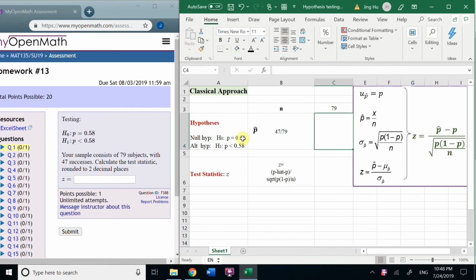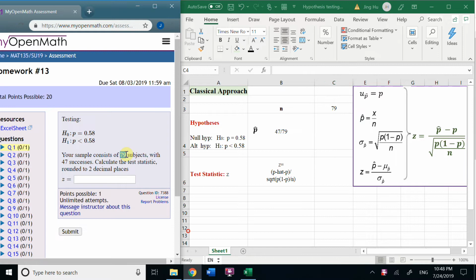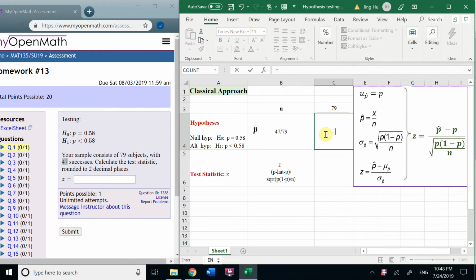Homework 13, question number 1. Based on the question, we know the null hypothesis H0: P is 0.58, and the alternate hypothesis is P less than 0.58. So we know P equals 0.58, the sample size N is 97, and there are 47 successes, so P hat is 47 over 79, so it is 47 divided by 79.